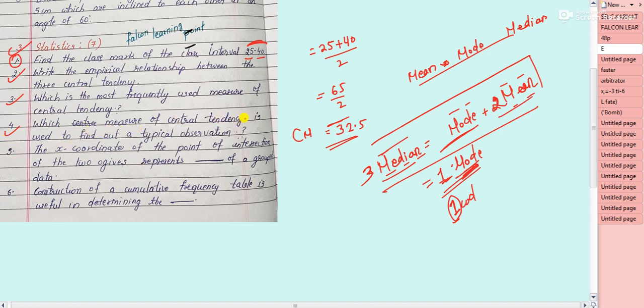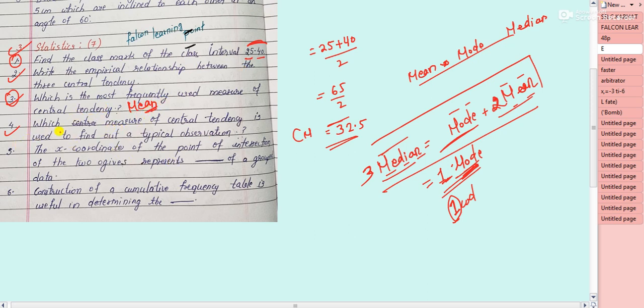Which measure of central tendency is used to find out a typical observation? Okay, before that, question number 3. Which is the most frequently used measure of central tendency? What is the answer? Yes, it is mean. You are right. Okay, so remember, mean is widely used.